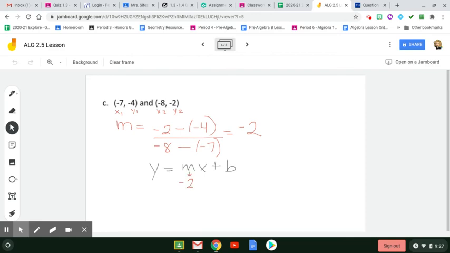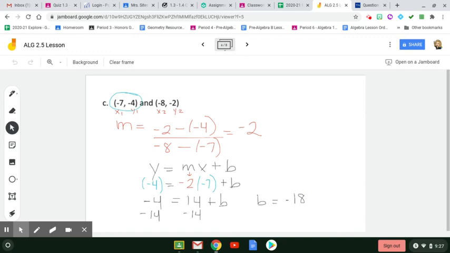All right, we are next going to grab maybe the first set of ordered pairs. -7 is the x value, and -4 is the y value. Our job is to find the y-intercept, which is b. Here I go. -2 times -7 is 14. And I'm going to start solving, so I'm going to subtract 14 from both sides. And I'm going to come up with a y-intercept of -18.